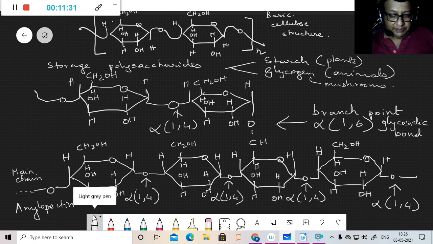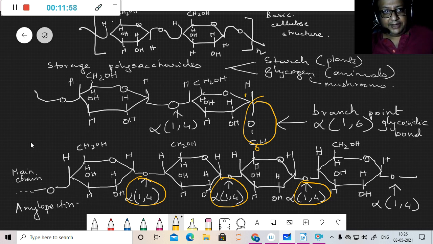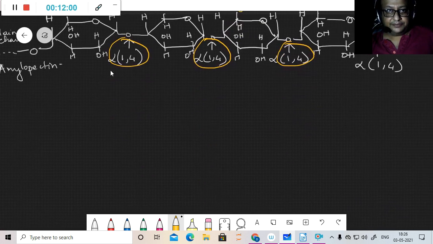So important to note among them are the two bonds. One is the alpha 1,4 glycosidic linkage, which you are seeing over here, and the branch point alpha 1 to 6, because this is 1 and this is the 6th carbon, 1 to 6 linkage. So this is the structure of amylopectin or starch.